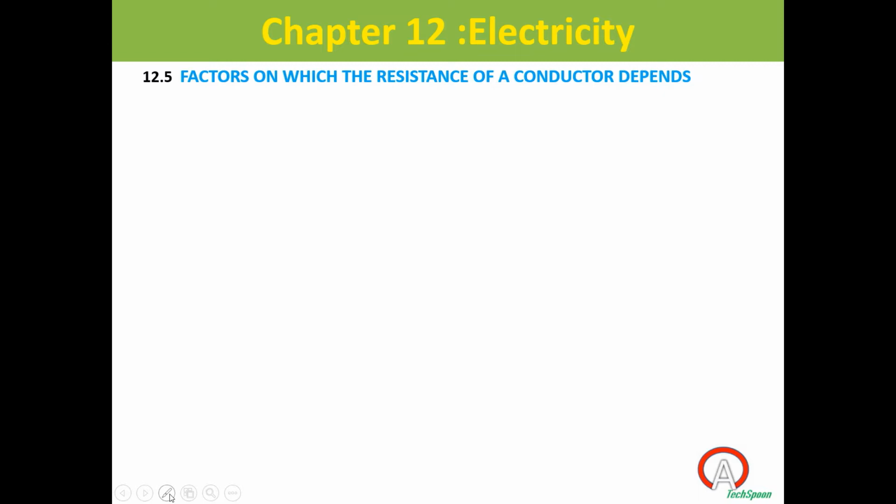So first we need to find out how the current varies according to the dimension, then just reverse of that relation of current and these dimensions, we will get the resistance relation with the length and area of cross section of a conductor. Okay, let's see.